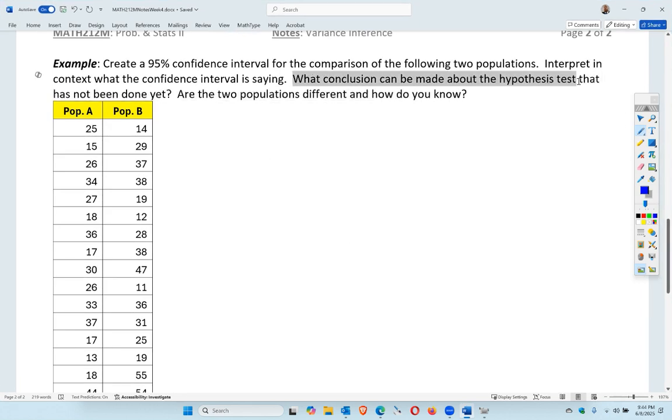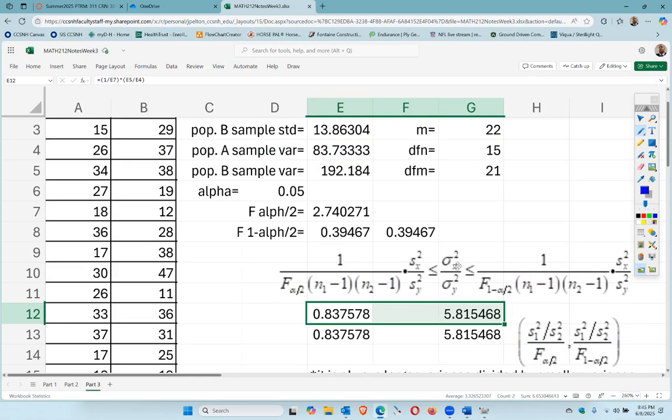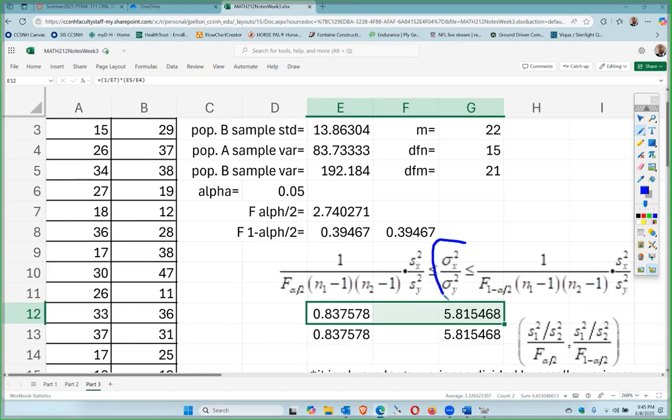What conclusion can be made about the hypothesis test, and are the two populations different, and how do you know? Well, it's a ratio, right? If you look at the formula, it's a ratio, correct? So if the populations are the same, then this ratio would equal 1, correct? But you notice that the 1 is in the confidence interval, right? Which means the hypothesis test, you're probably not going to reject the null hypothesis, right? Because this is going to be the null hypothesis, essentially, that there's an equal ratio. So you're not going to reject it. Therefore, they're probably not different, right?